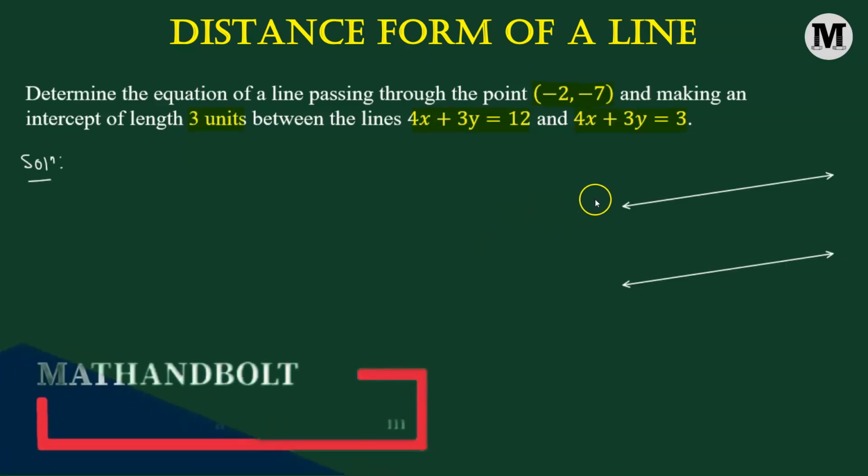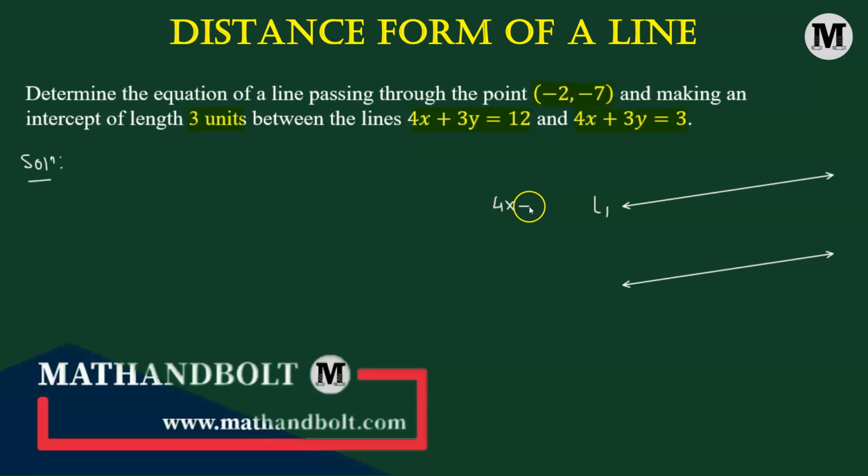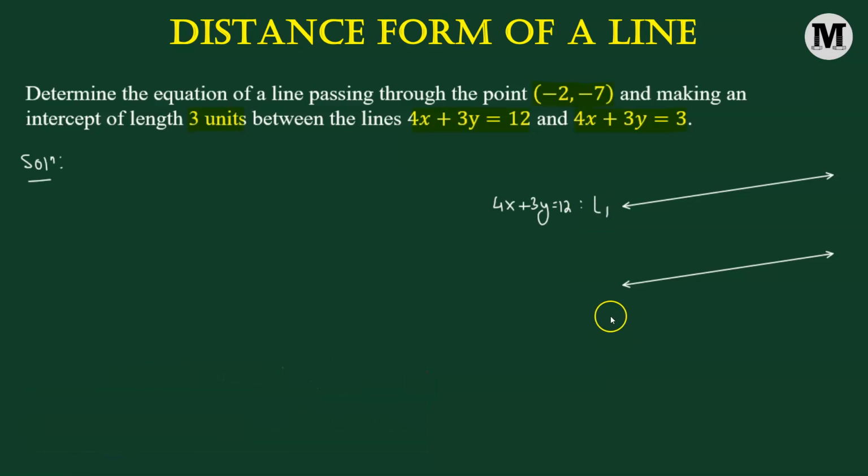Let's consider two lines. One is the line L1 with the equation 4x plus 3y equals 12. And then we consider another line L2. Now L2 is going to be parallel to the line L1. Its equation is going to be 4x plus 3y equals 3.